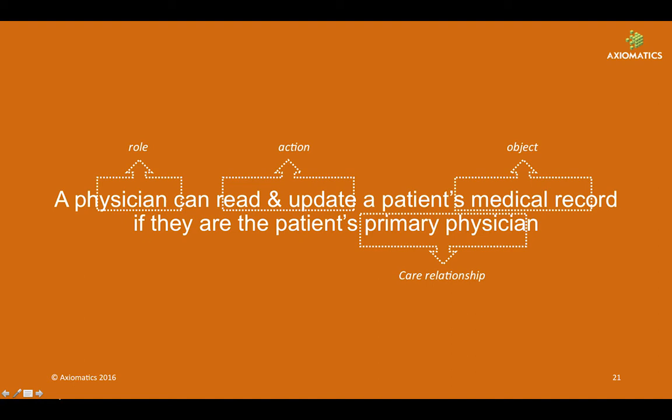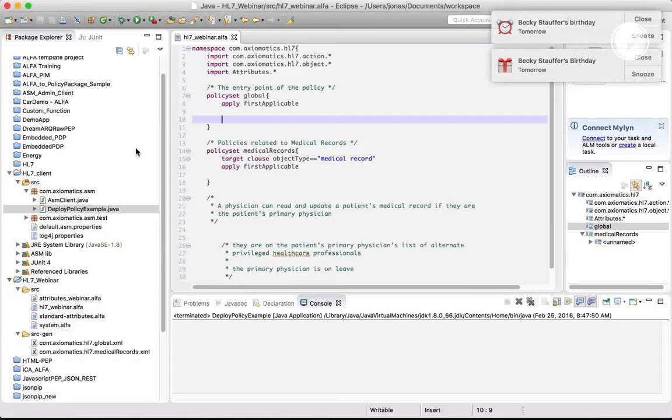Okay, so let's look at this and how we can model this within ALFA. I'm going to switch to my Eclipse plugin here.